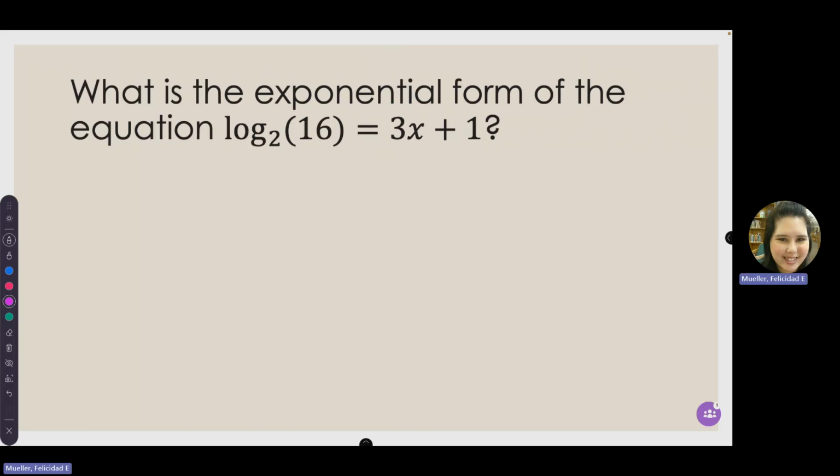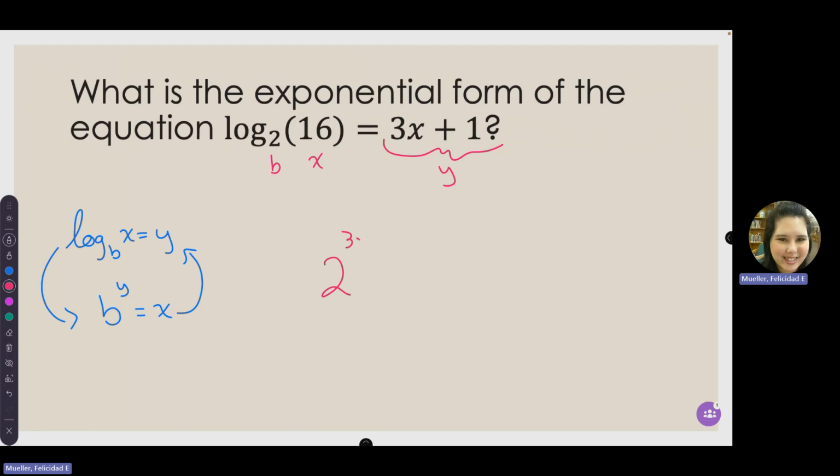What is the exponential form of the equation log base 2 of 16 equals 3x plus 1? So on this, do recall that log base b of x equals y is the same thing as b to the y equals x. So based on that, we have our b value, our x value, and this entire side right here is my y value. So I'm going to do 2 to the y, which is 3x plus 1 equals 16.